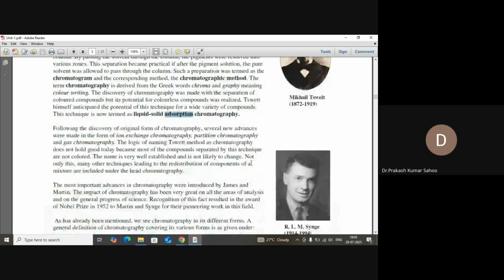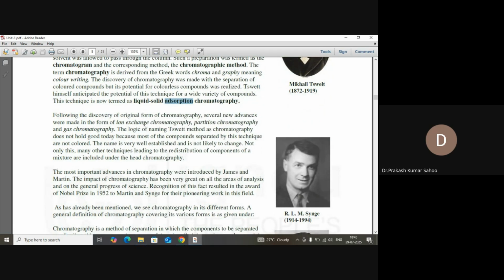Then we have ion exchange chromatography, where the ions get exchanged. We will discuss one by one in the next classes. Then we have partition chromatography where the partition coefficient is calculated, and gas chromatography where different gases are separated.